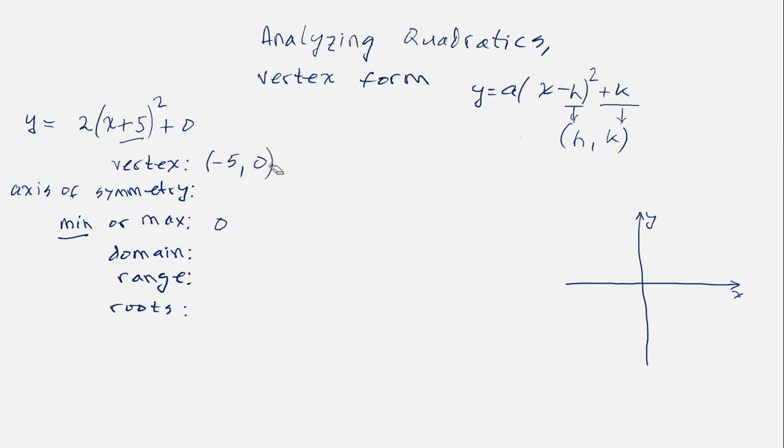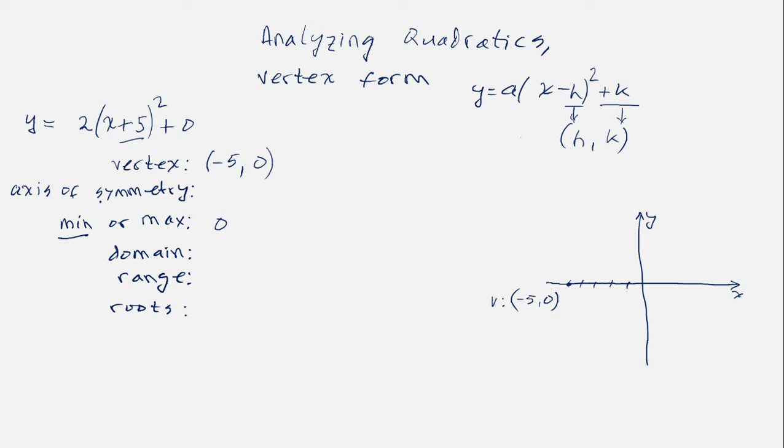Let's sketch this vertex and this minimum on our graph here. So negative 5, 0, 1, 2, 3, 4, 5. So negative 5, 0 is right here, negative 5, comma 0. So that's our vertex.